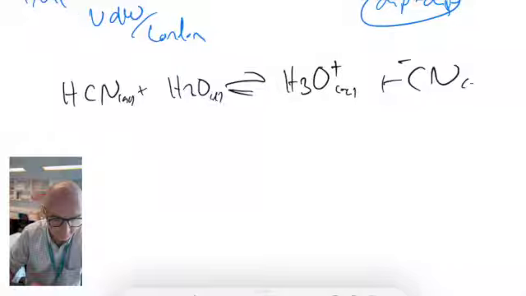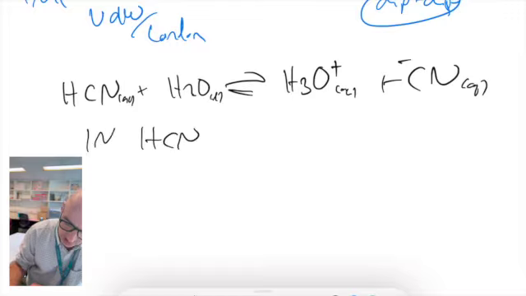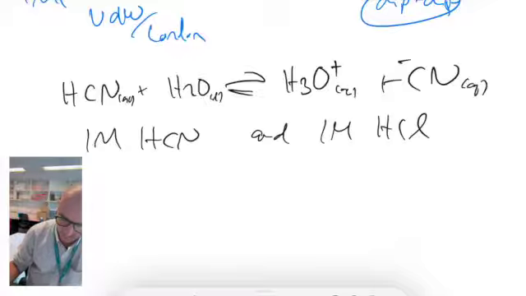Don't miss those off. It's asking two ways I could determine that a solution is 0.1 mole per decimeter cubed HCN. So I've got HCN, 1M, and I've got 1M HCl. How could I tell those apart?